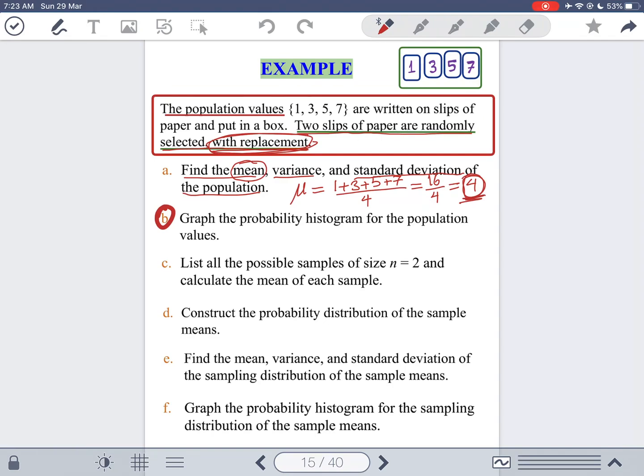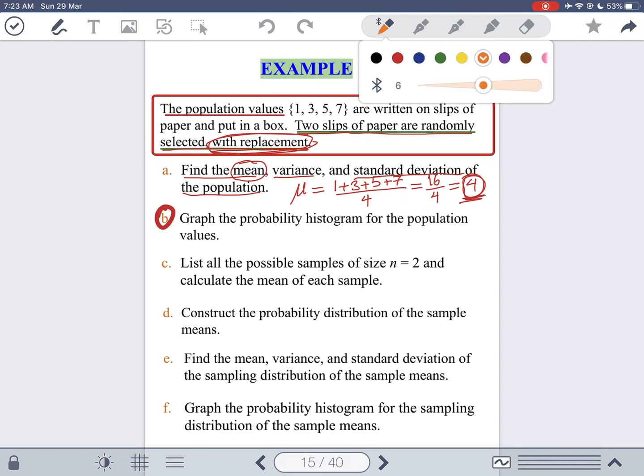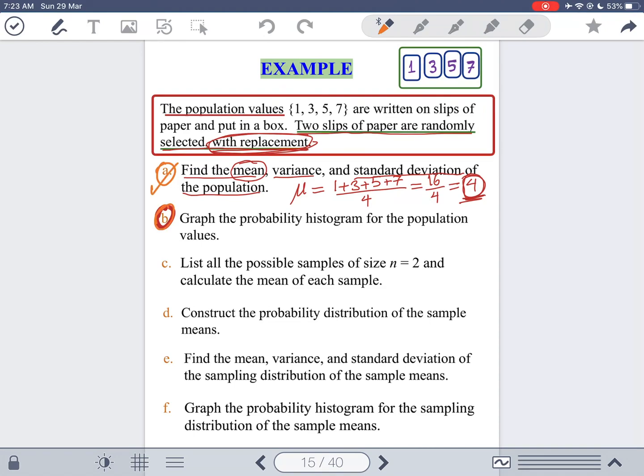Okay, let's do it this way. Now we are done with A, now we are in B. Graph the probability histogram for the population values. Let me ask you a question quickly. What is the probability that you will draw 1 when you randomly select? The probability that you'll get 1 is just 1 over 4 or 0.25. What's the probability you'll get 3? Also 0.25, and so on and so on. Of course, they all have to add up to 1.